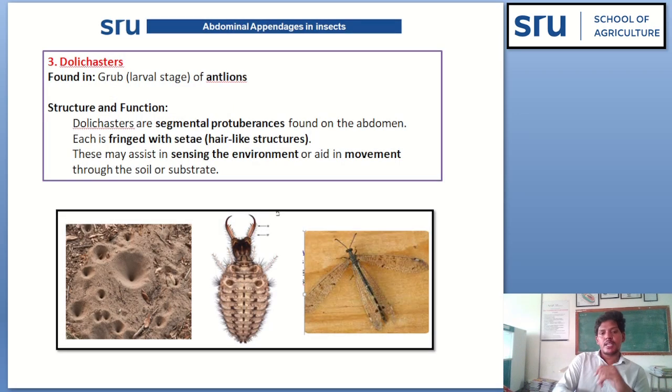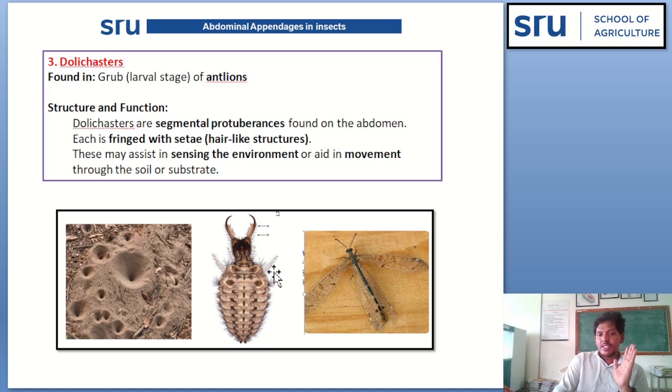So next structure is the dolichasters. Dolichasters are there in grubs of antlion. So these are the dolichasters. Here see, small minute structures. Dolichasters are the segmental protuberances. This segment contains protuberances. These are the segmental protuberances found on the abdomen.